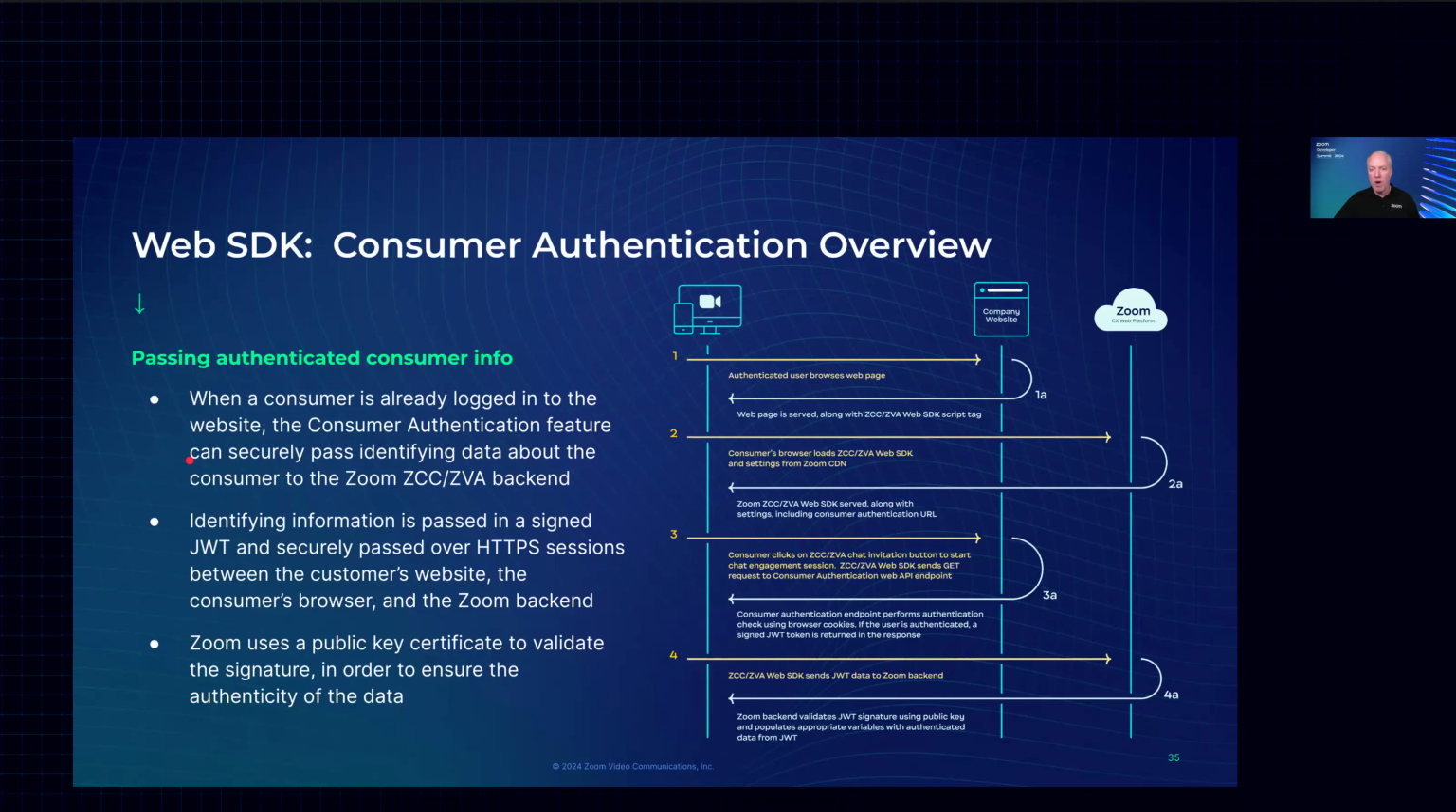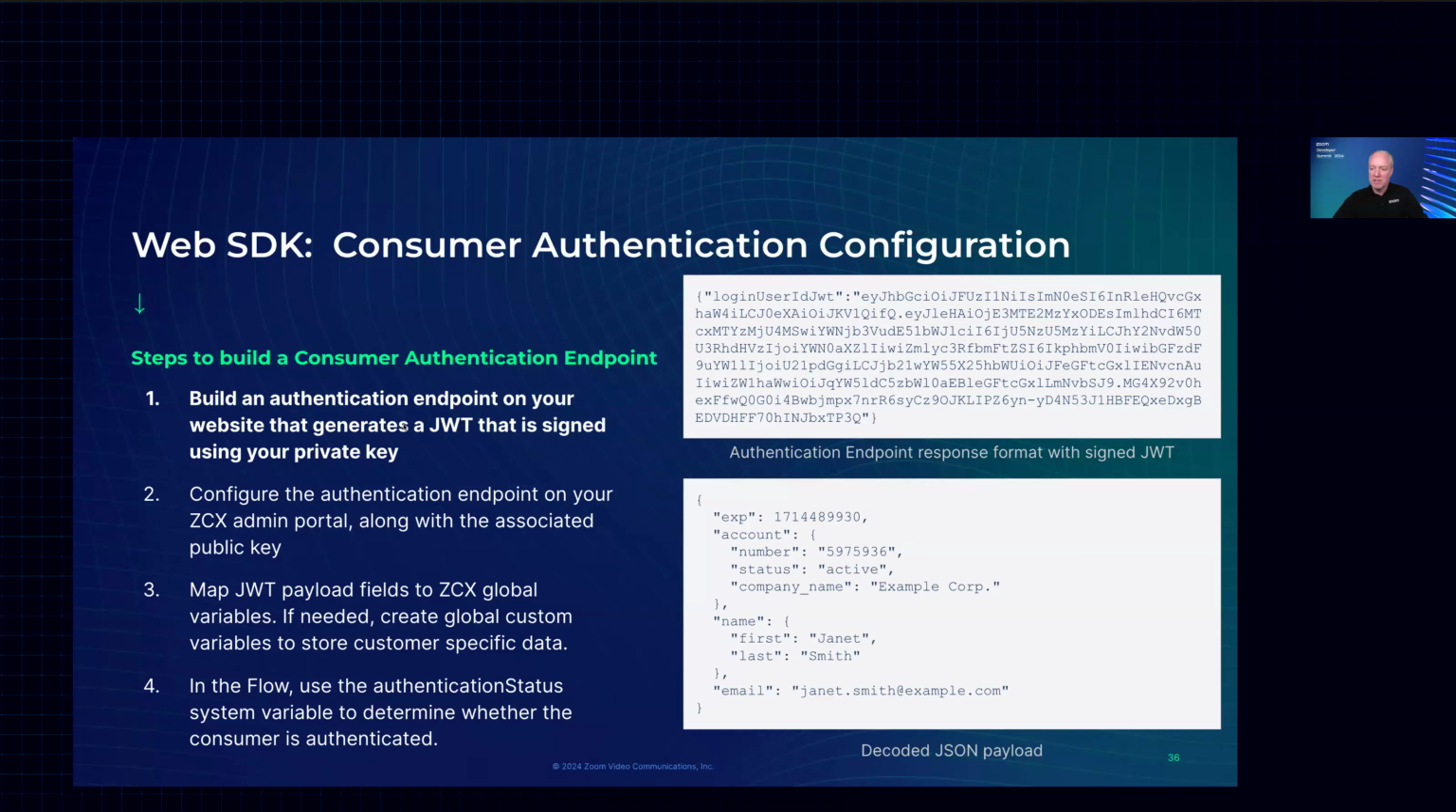Let's take a look. We're going to walk through the steps configuration-wise, to maybe help better understand how this works. Let's go through a 4-step process here. The first step, you're going to build that authentication endpoint on your website. On the website, this is what the response of that endpoint will look like. You're going to create a JSON response. We are going to look at the login user ID JWT field. And in that field is the signed JWT. This is what that looks like.